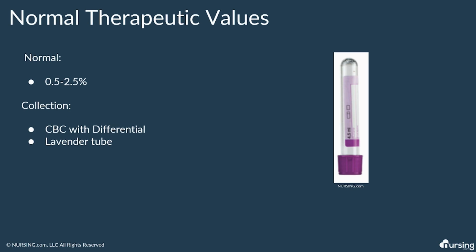Normal therapeutic value is between 0.5 and 2.5% for healthy adults without anemia. It is collected in a CBC with differential in a lavender tube, just like this one.